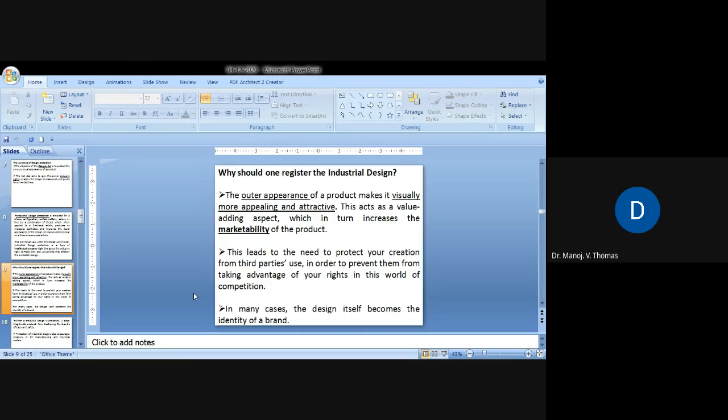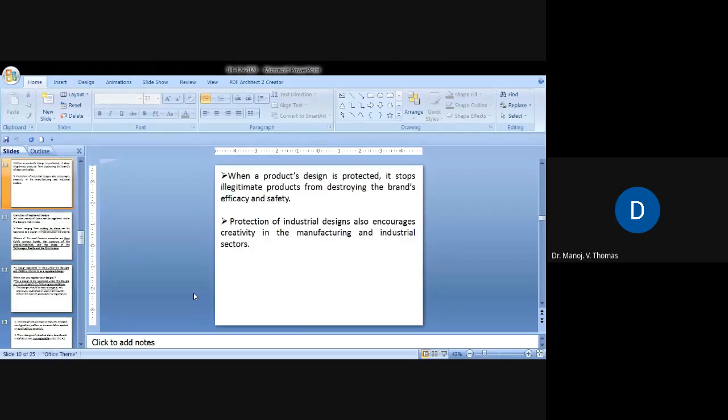Many examples you can say, we'll quote the examples in coming slides. When a product's design is protected, it stops illegitimate products from destroying the brand's efficacy and safety. Protection of industrial designs also encourages creativity in the manufacturing and industrial sectors.